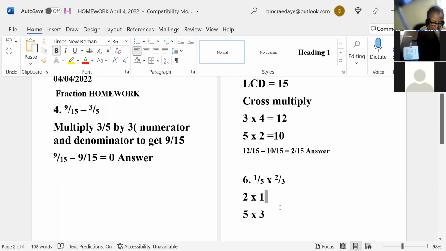So let's just put it here, equal to. And 5 times 3 equal 15. So what's the answer? That is 2 upon 15. That's it. That's your answer. 2 over 15 is the answer.